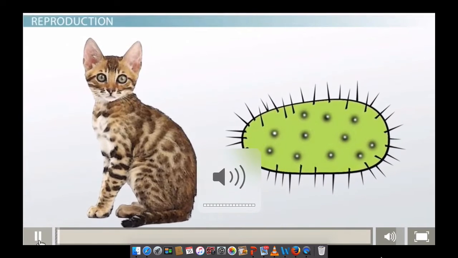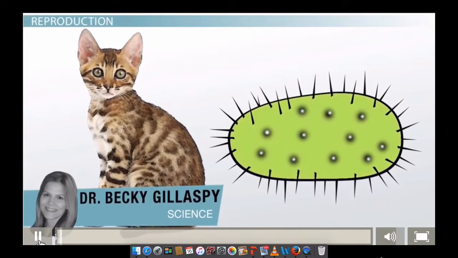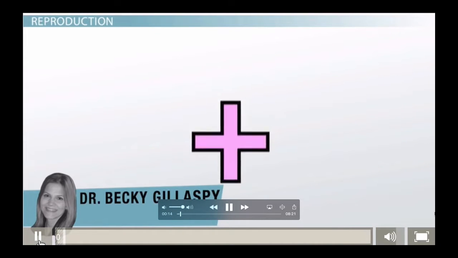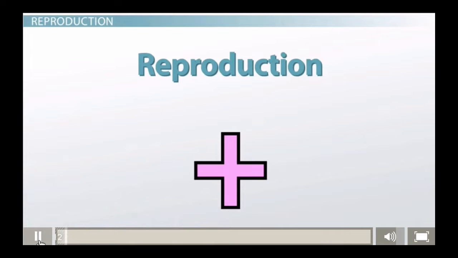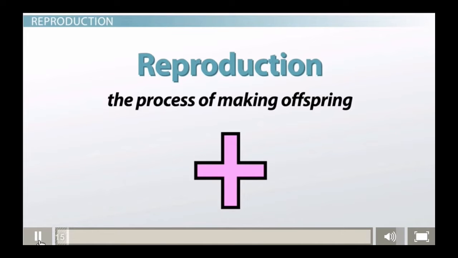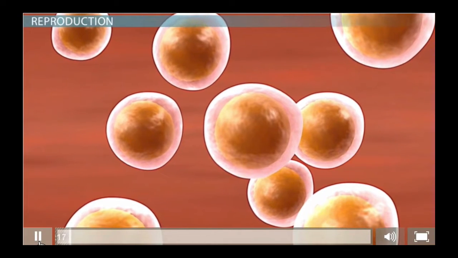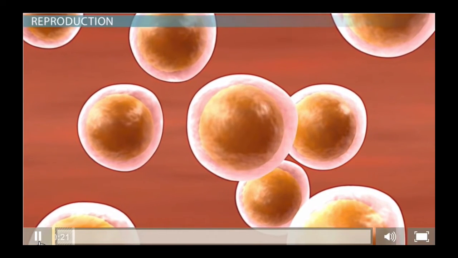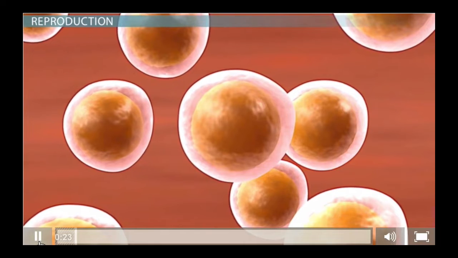What do this kitten and this bacteria cell have in common? The answer? They both became living organisms through reproduction, which is the process of making offspring. It doesn't matter if you have one cell or trillions of cells. Being able to reproduce is a defining characteristic of being alive.